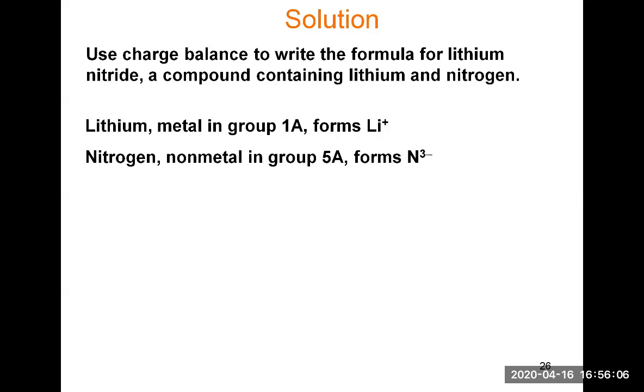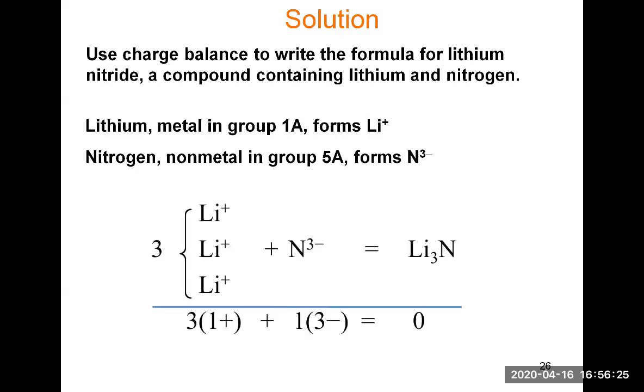Now you would write lithium first and then the nitride ion second. And you can do the criss-cross trick. And so the 3 from the nitride ion can become a subscript for lithium, and the 1 from the lithium will become a subscript for nitrogen. And so the formula is Li3N.